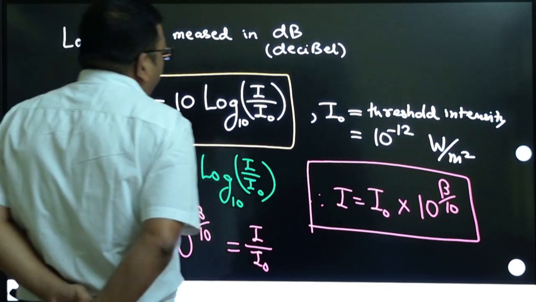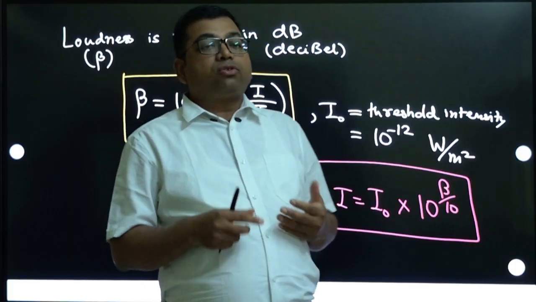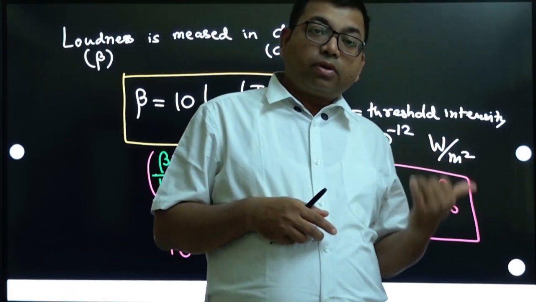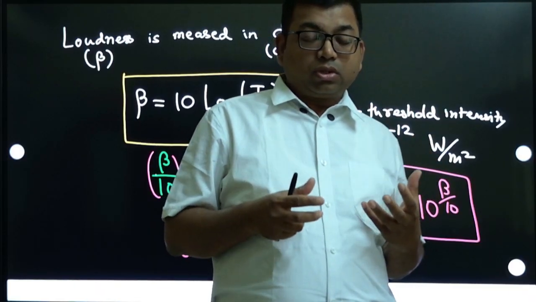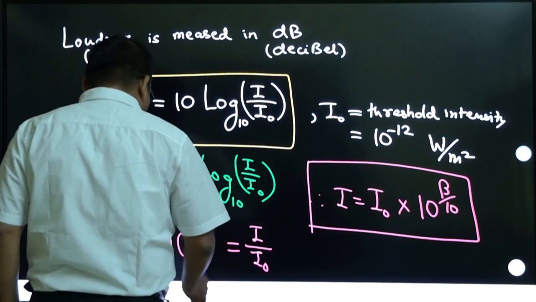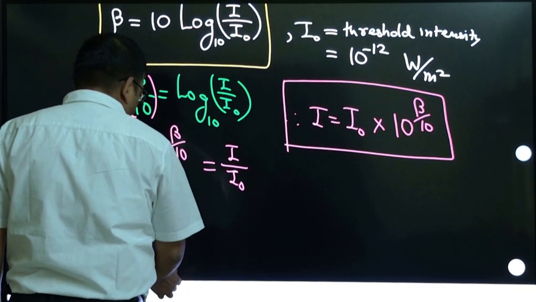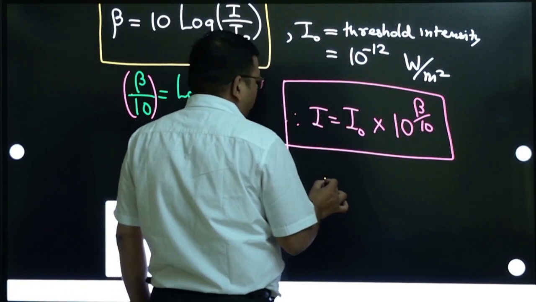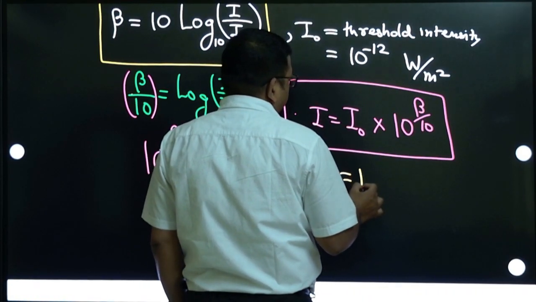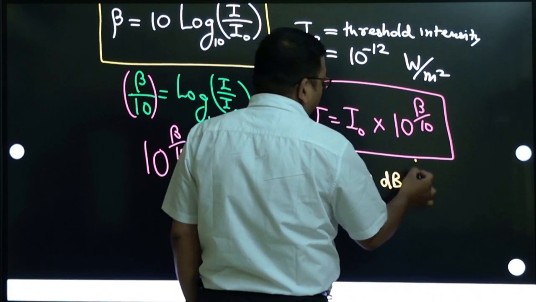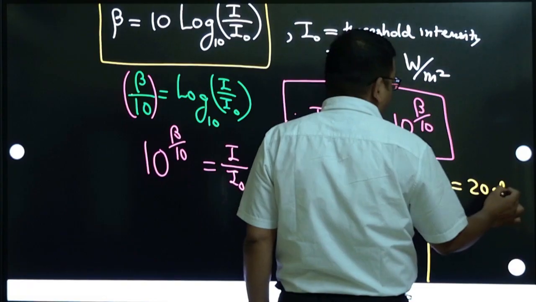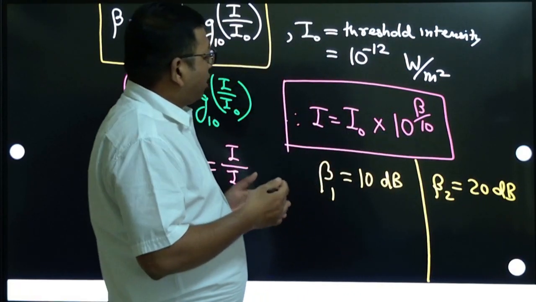Okay. Now here, let us understand what will happen if I choose some value of loudness. How is loudness related with intensity? We know this, but let us take some quantitative values so we can try to see the relationship. Suppose I take two values of loudness. First case beta 1, let us say it is 10 decibel. Second case I take beta 2 equal to 20 decibel. Two values we have taken, and we want to find out how the intensities are different.